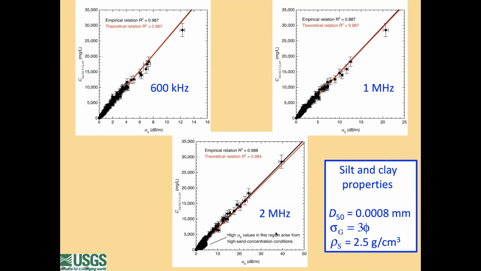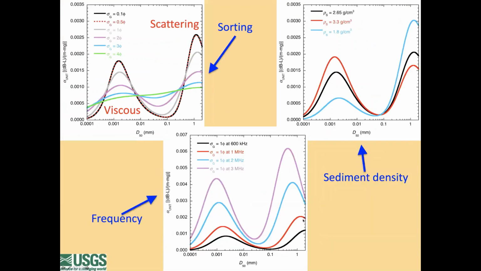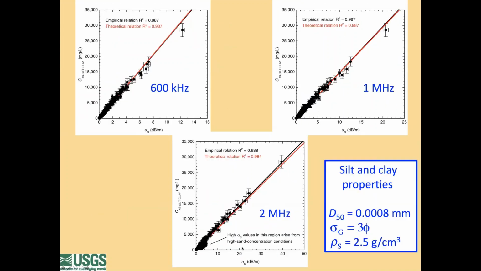You also can see that at the highest frequency here, what happened there? Okay, at 2 megahertz, you get less good results, because for this little cloud down here, you get quite a bit of contribution of attenuation from sand-sized particles. And so that effect goes away as you go to lower frequencies by and large.